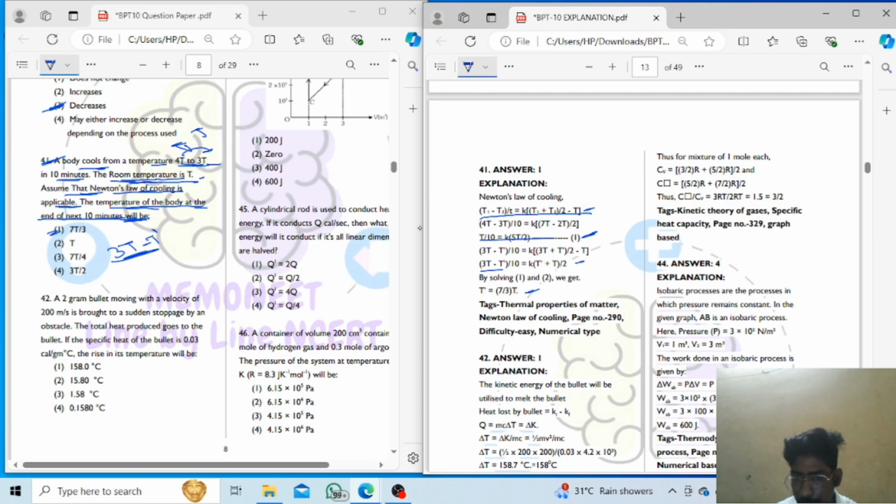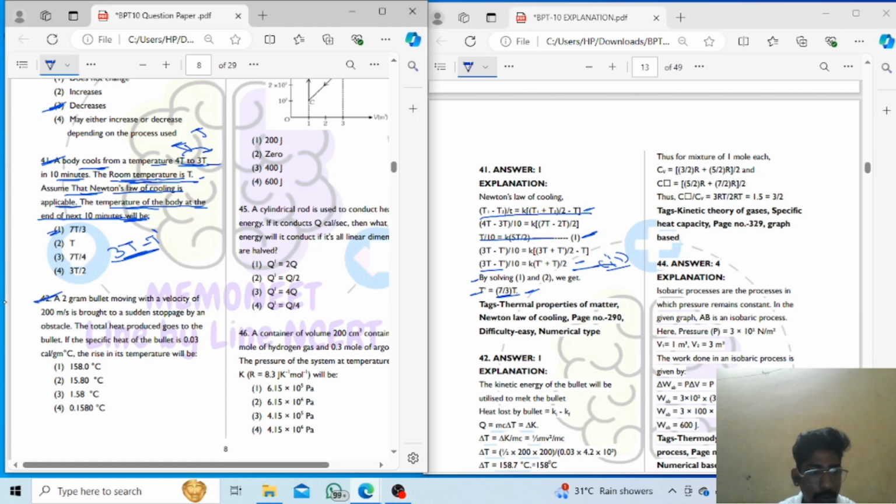If you replace the value of T by 10 from this equation, you will get T dash equals 7 by 3 T. This is a very simple replacement method. You can also solve by other methods, like the comparison method. You can calculate the value of T by 10 from equation number 2 and then compare the values of these two equations. The same answer will come.